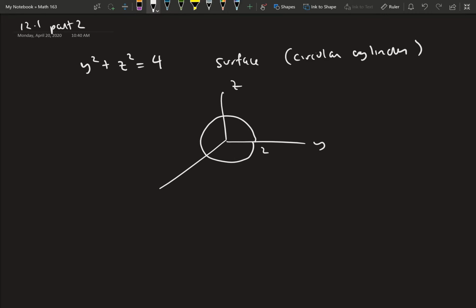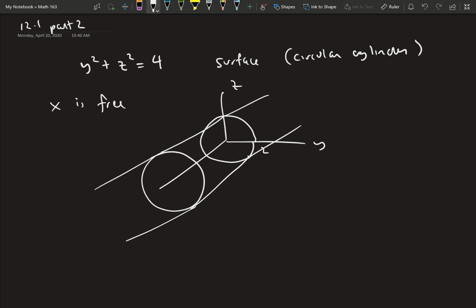So what happens is this actually extends, because x is now free, the circle extends to any particular x value you like. So you get this circular cylinder that extends on forever in both directions, in the x direction. Okay, so that's the full surface.